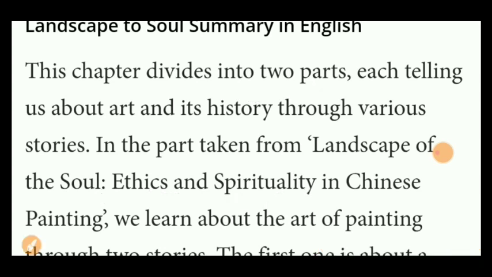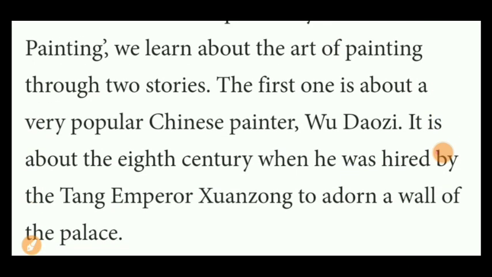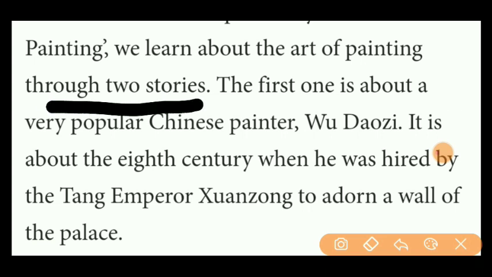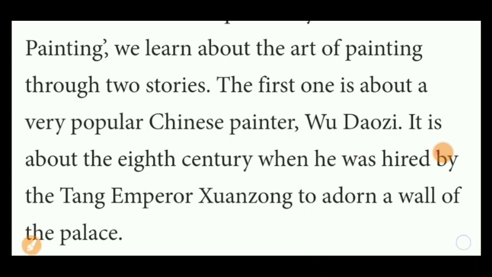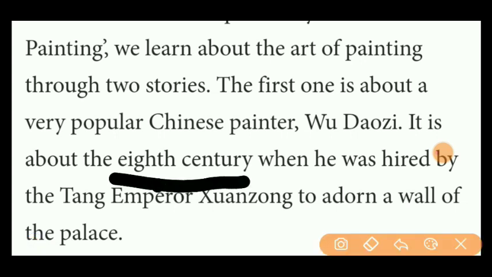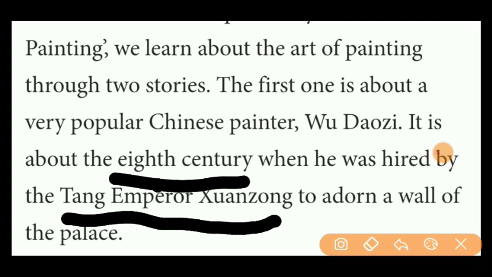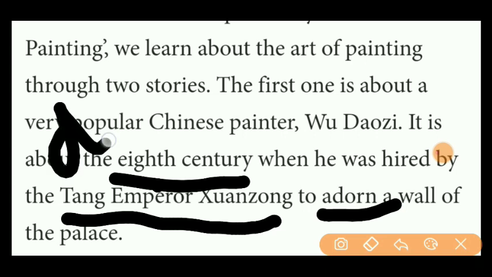In Chinese painting, we learn about the art of painting through two stories. The first one is about a very popular Chinese painter, whose name was Wu Daozi. It is about the 8th century, when he was hired, meaning called to do work by the Tang emperor. The name of the emperor was Xuanzong. To adorn: adorn means decorate.